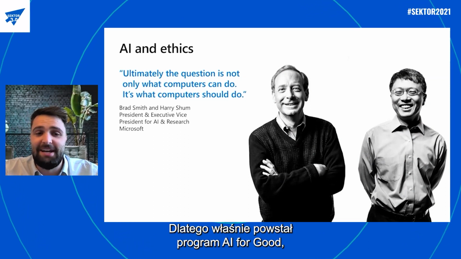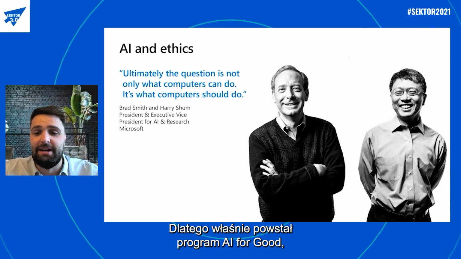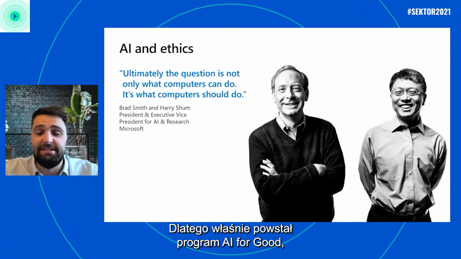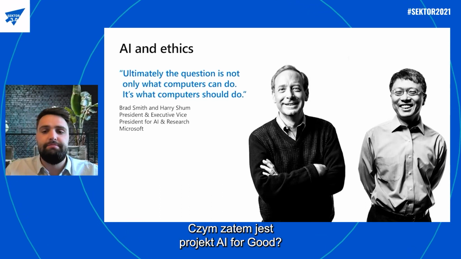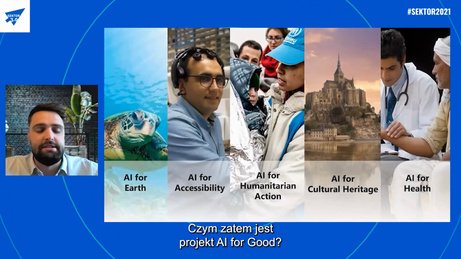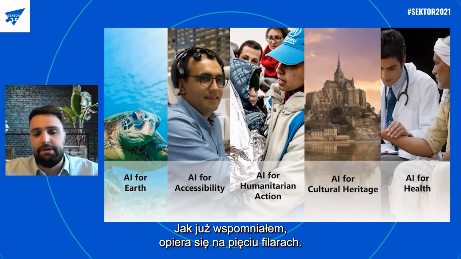So this is why the AI for Good program is there. And this is what we're trying to do with it. So what is the AI for Good project? It consists, as mentioned, of 5 pillars.